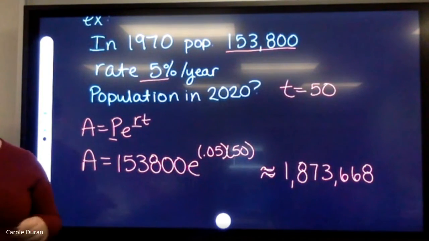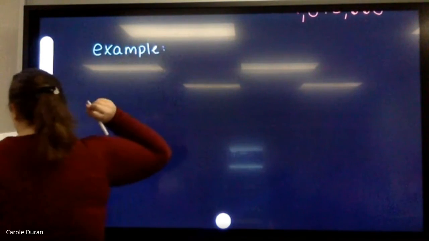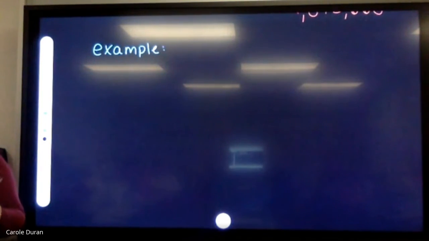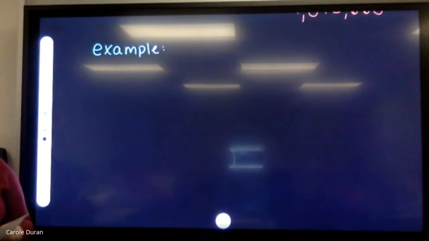Okay, so now let's do a decay model with plutonium. I'm going to go ahead and read it, and then we will pull out the important information. It says the isotope plutonium-238 is used in powering spacecraft and decays at a rate of about 0.79% per year. To the nearest tenth of a gram, how much of a 100 gram sample will remain in 88 years? A lot going on there.